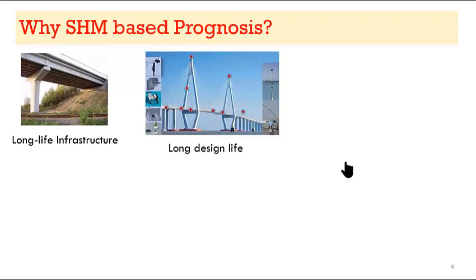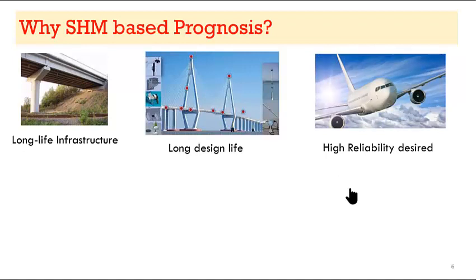So we have only one option, that we can install sensors over this infrastructure, collect the data, and monitor the system or model the degradation using an SHM based approach. Wherever we have high reliability desired, in those cases also we have to apply the SHM based approach, because we cannot afford failure. For example, in the case of a street lamp we can afford it, but if I have a plane crash we cannot afford that. So in those cases we have to apply SHM based degradation modeling.